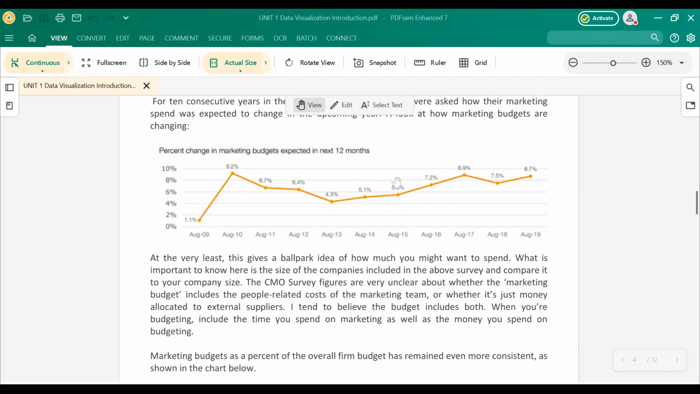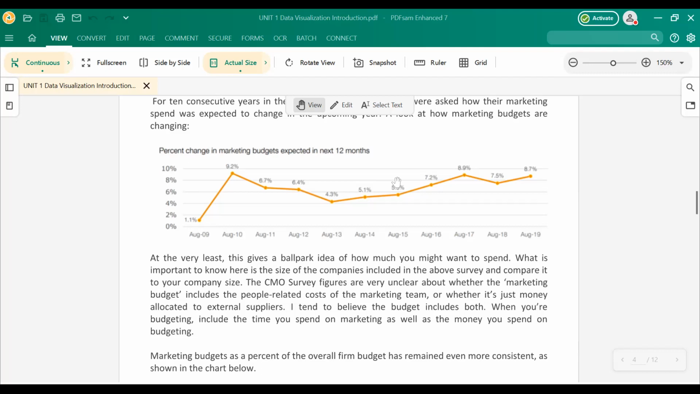So the CMO wants to understand how much the industry is spending on marketing, because they also have to allocate some budget for marketing for that year. So what they have done is look at 10 years of budgeting expense of companies, in your similar domain areas. Companies had 1.1% in 2009, then 9.2. It's increasing, going up, right?